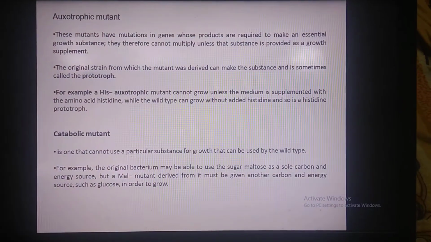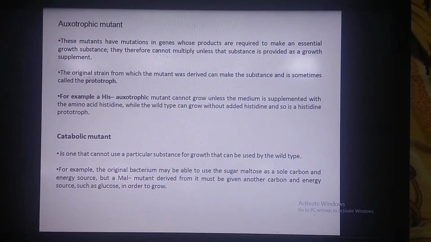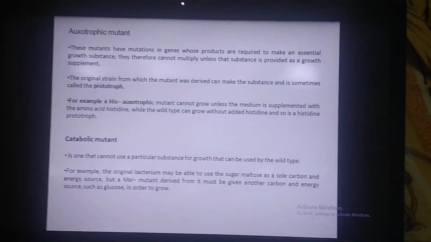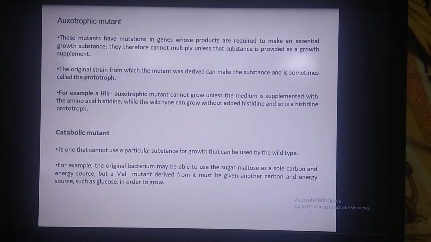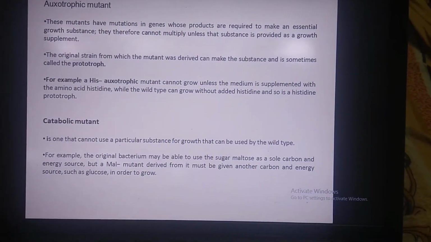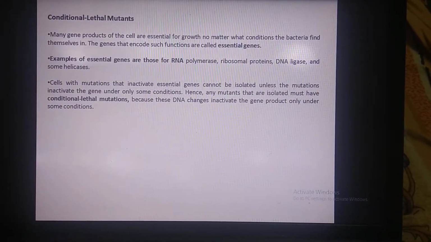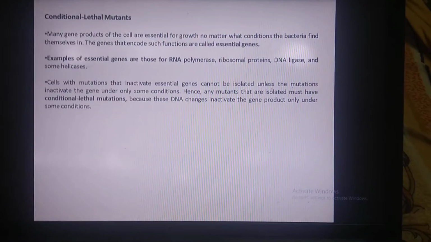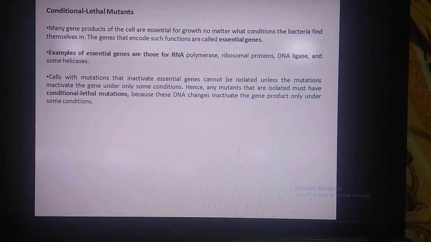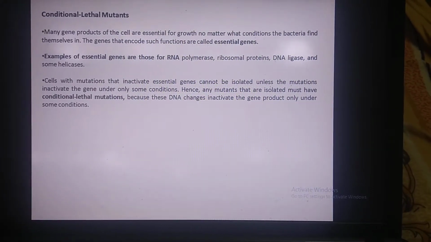So these are two types of metabolic mutants we should know, because we can use them for further study, for molecular biological study, for genetic study and all. These are auxotrophic mutants and catabolic mutants. Another very important type of mutant used in molecular biology is the conditional lethal mutant. What is a lethal mutant? It's a mutation that actually kills the cell, right?